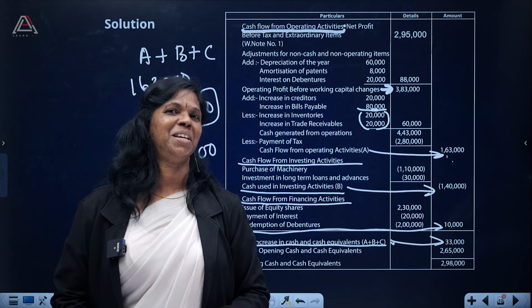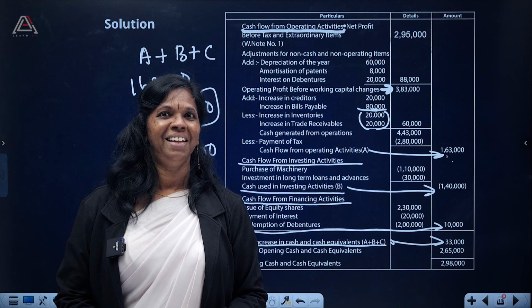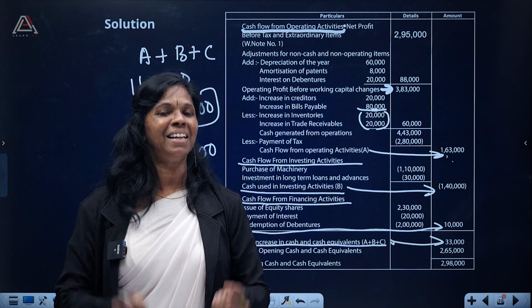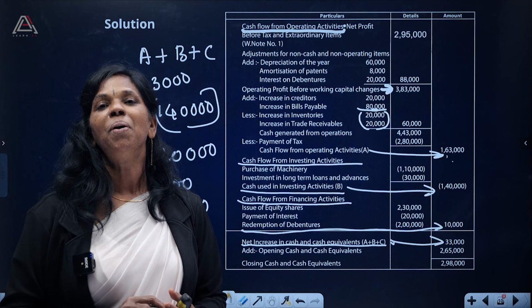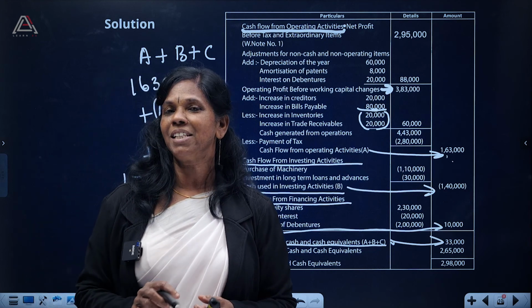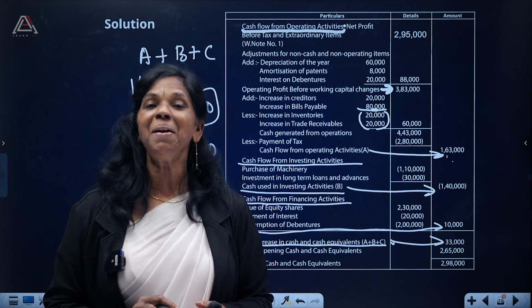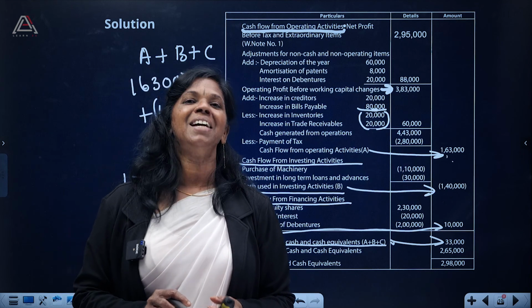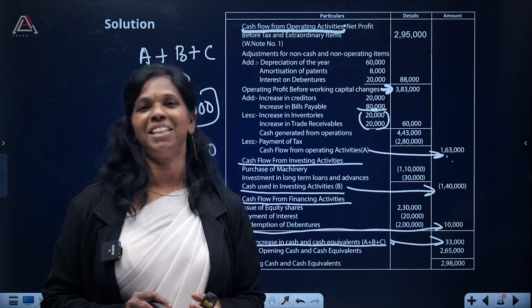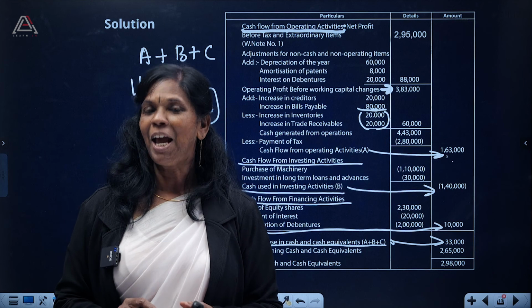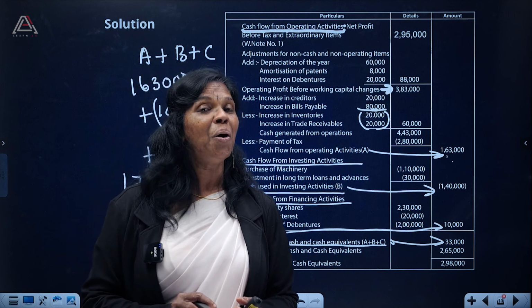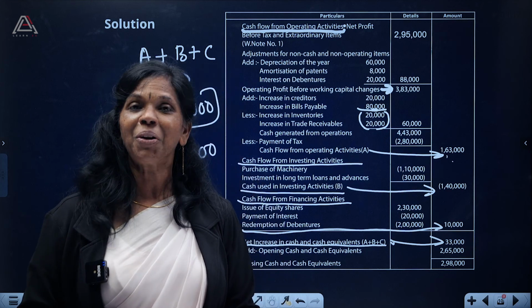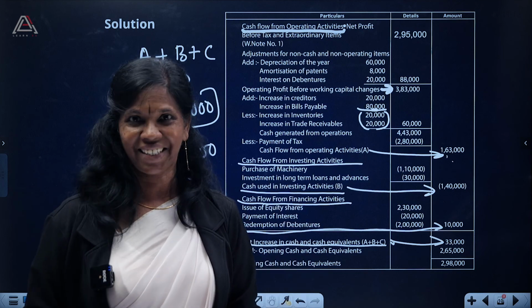This is the cash flow statement. Under the cash flow statement, you have to find cash from operating activity, cash from investing activity, then cash from financing activity. A plus B plus C. Along with that total, you have to add the opening cash balance. If you get the closing cash balance, your problem is correct. Have you understood?